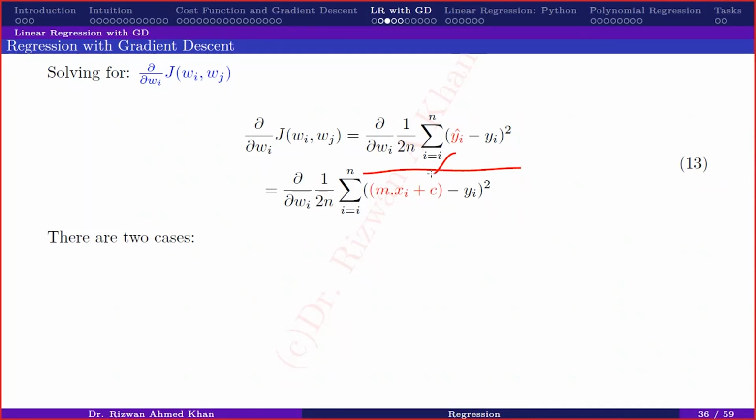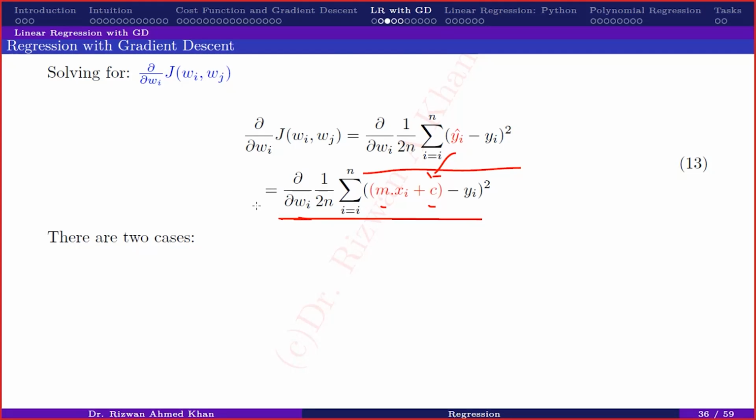I am just putting values of y hat = mx + c, and remember I have written w_i over here, but there is no w in our function. This w is just to show that these are different weights or parameters, and our parameters in this function are m and c. So for this function, w_i would have two cases: once w_i would be equal to m, second w_i would be equal to c. So these are two different parameters we are trying to predict values for, right?